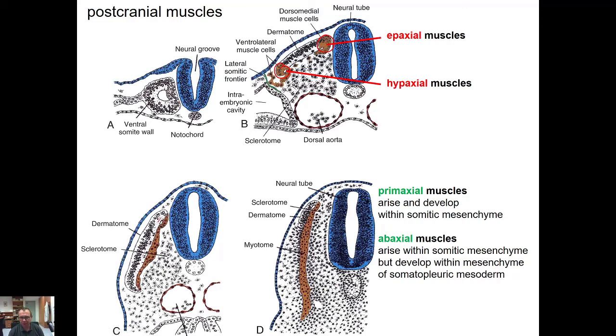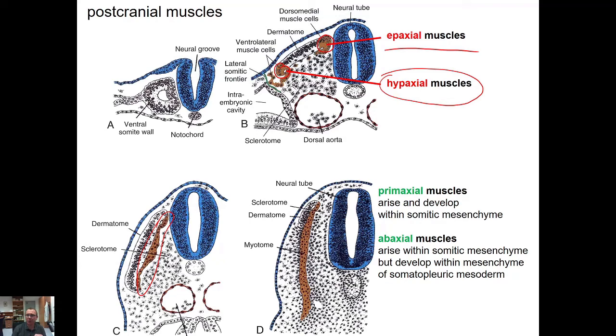You can see it on the next picture. Nevertheless, they still differ. There are still other signal molecules expressed, and the more medial part gives rise to so-called epaxial muscles, and the lateral-ventral part of the myotome gives rise to hypaxial muscles. So muscles can be epaxial and hypaxial because of the formation from two parts of a myotome.